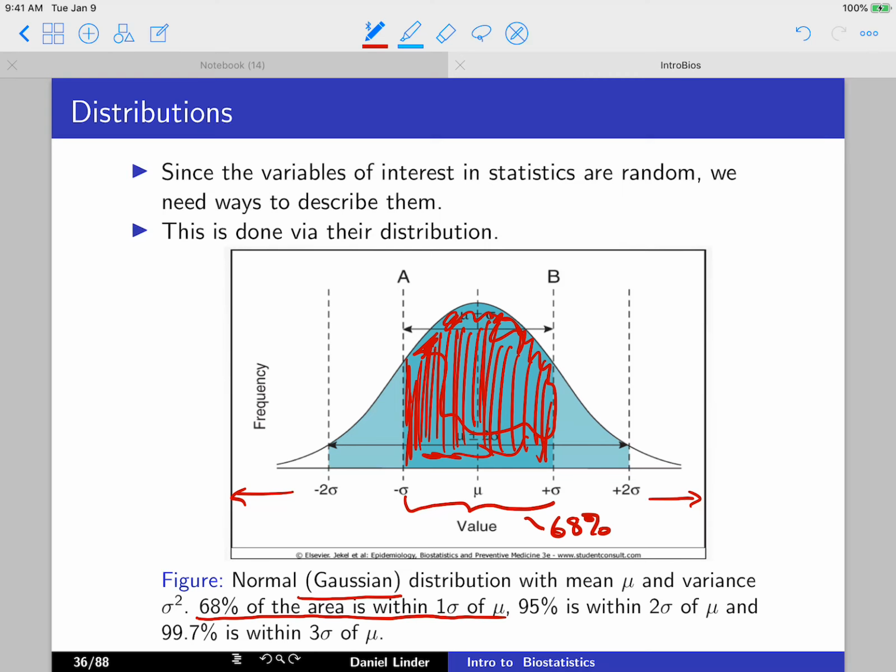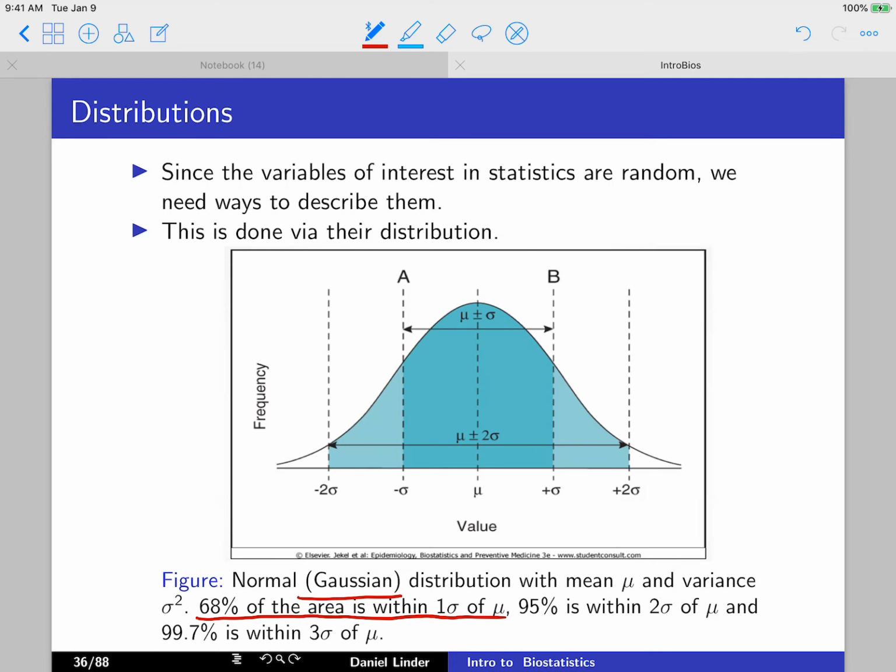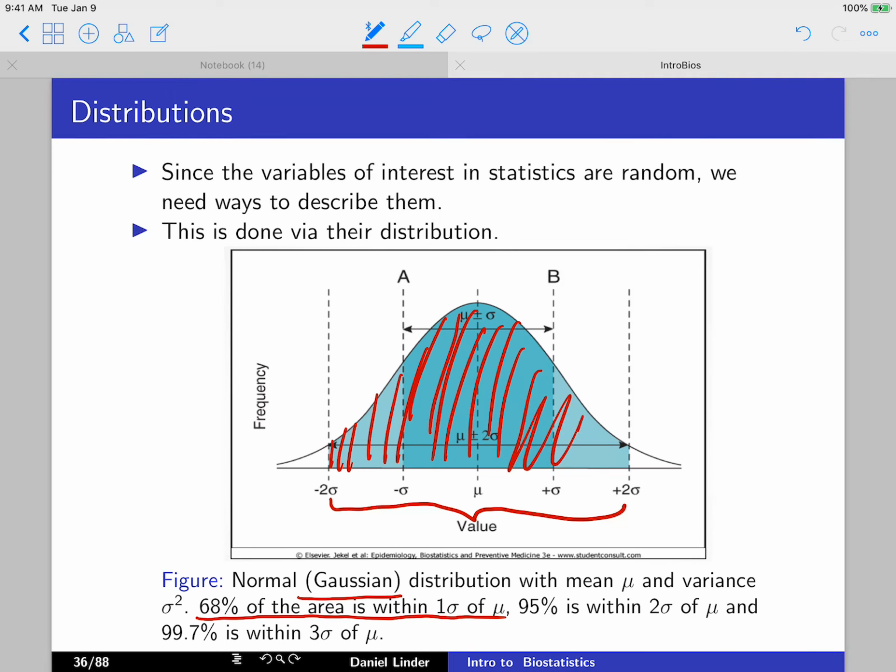Approximately 95% of the area, so let's take this away. Approximately 95% of the area is within 2 standard deviations of the mean. So that would be this area. So I'll write approximately 95% of the area under a normal distribution is within 2 standard deviations of the mean.